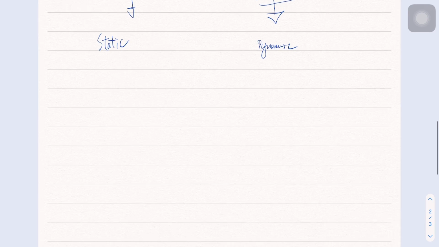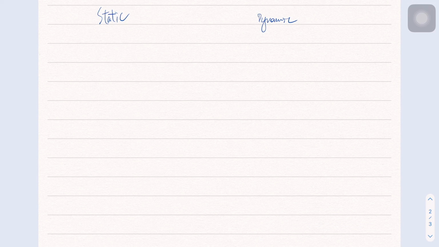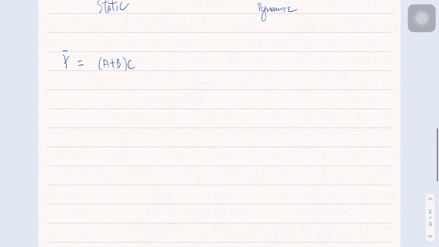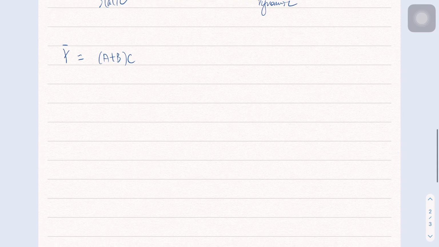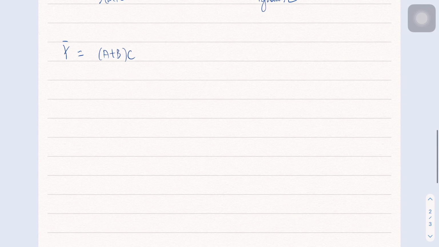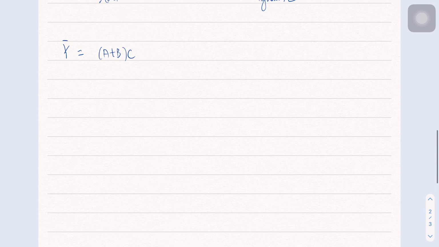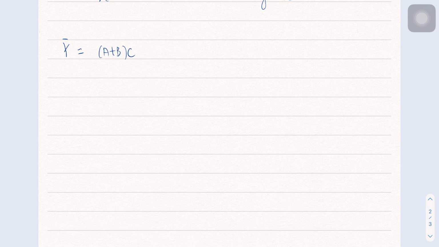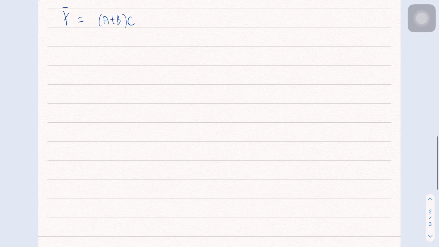Therefore, if a Boolean expression is given, for example, Y bar equal to A plus B and C, when you are asked to draw this with a dynamic logic gate, what you should do is first draw the pull-down network, like how you would do for static, and then for the pull-up network, which is the PMOS part, just draw a clock to it. So it could be something like that.